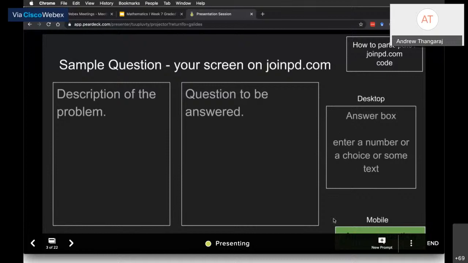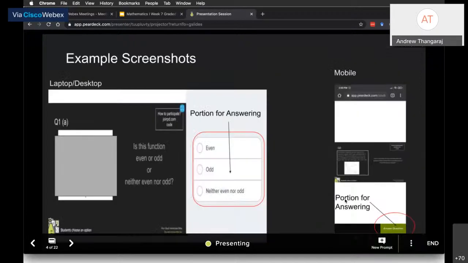Now, if you're on a mobile, you will see it slightly differently. You will see an answer question box at the bottom right. On the desktop, you'll see a full-blown choice box right there on the right. So here are a few screenshots for you to see. A typical question will look like this. The portion for answering will be there on the desktop, and on the mobile it will be below on the bottom right. So you can click on that and answer.